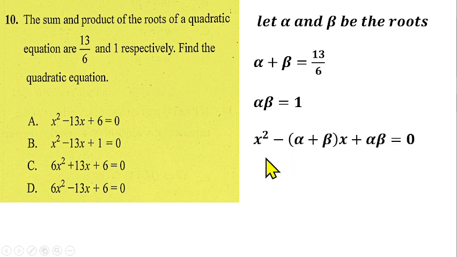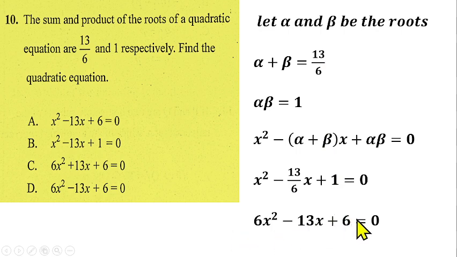If you want to get the quadratic equation given the roots, we have x squared minus the sum of the roots times x plus the product of the roots equals 0. If you substitute the answers, you have x squared minus 13/6 x plus 1 equals 0. Then you can multiply through by 6 to clear the denominator, so you have 6x squared minus 13x plus 6 equals 0. So I think option D is the correct option for question number 10.